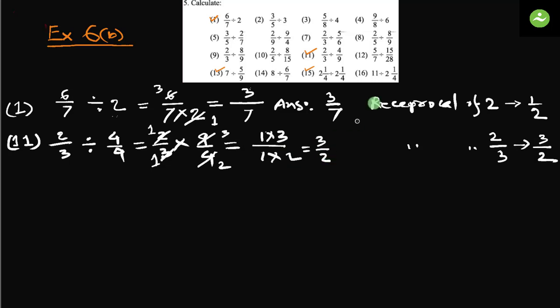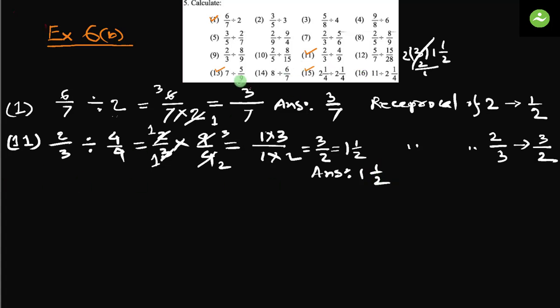That is an improper fraction, so we have to convert it to a mixed fraction. So divide 3 by 2. We know already it is 2 into 1, 2 and 1. So 1 and half. Answer is 1 and half.